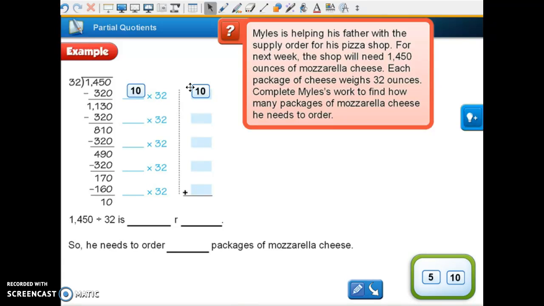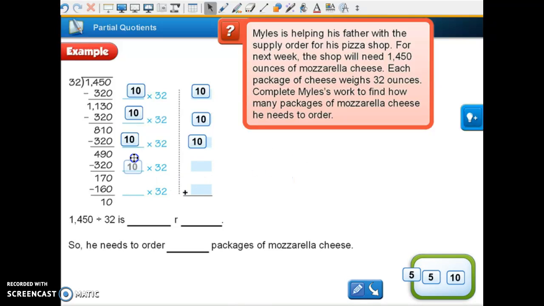How many times did they multiply it the second time? Right here. 10. Don't forget to put your 10 out here to add for your partial quotient. And the third time they multiplied by? And the fourth time they multiplied by?